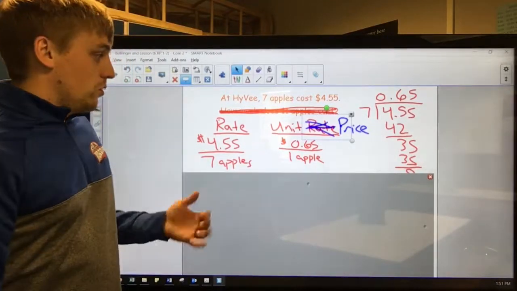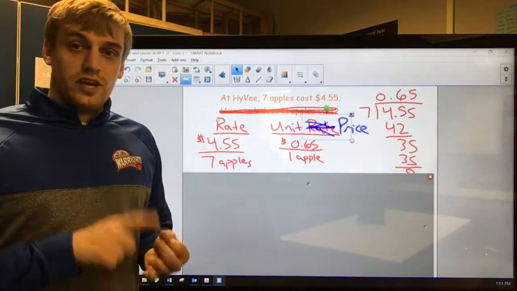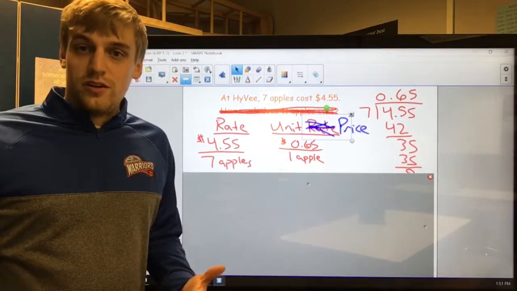So, rates, unit rates, and unit prices. You need to know what they are, and you need to know the difference between them.